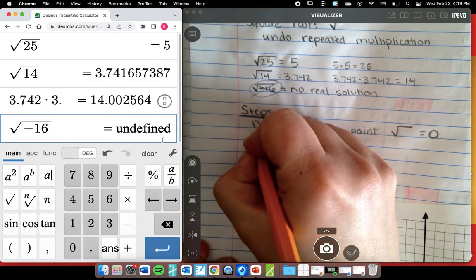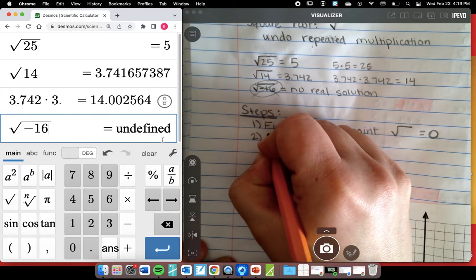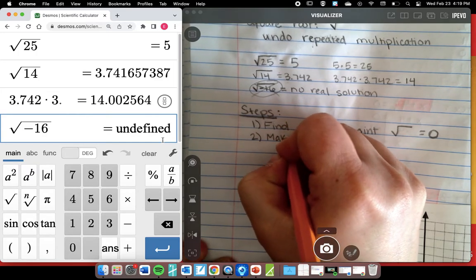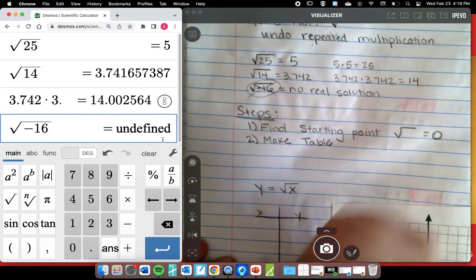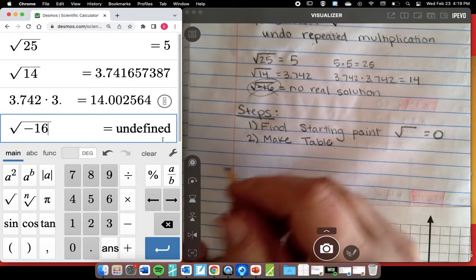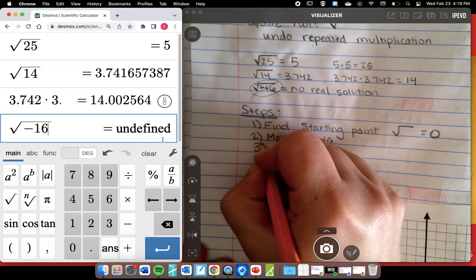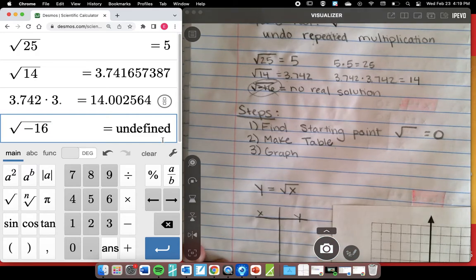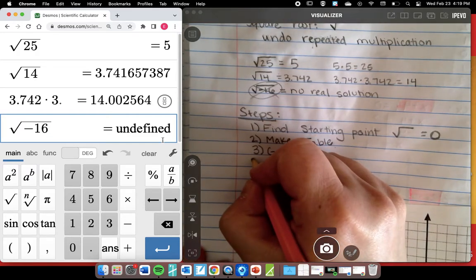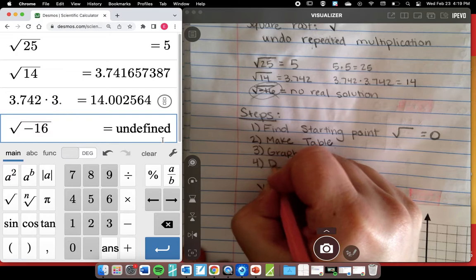Step 2 is to make our table. Step 3 is to make our graph. And step 4 is to do our domain and our range.